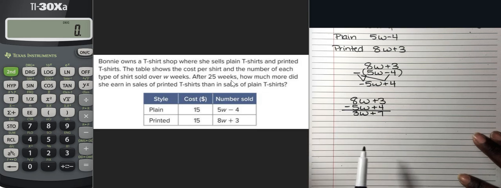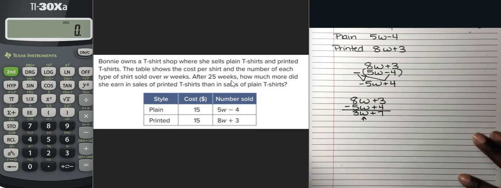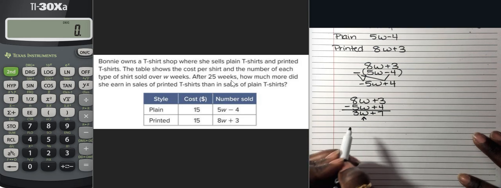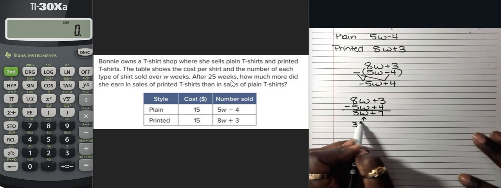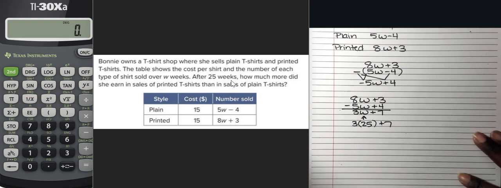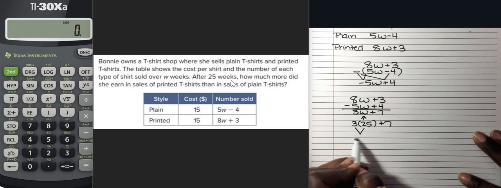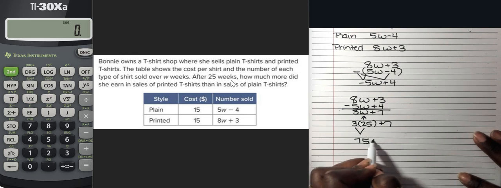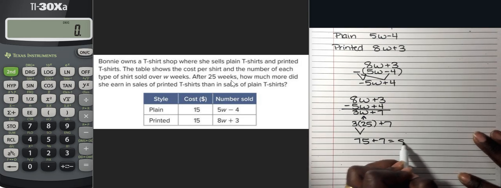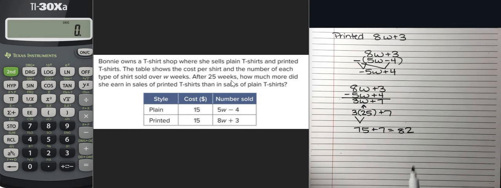Okay, and so now all we have to do is plug in. We know that the W stands for 25. So we're going to replace that: 3 times 25, and then we're going to add our 7. Okay, and so now when we go on and do our math, 3 times 25 gives me 75. 75 plus 7 gives me 82. Okay, so it was 82, right? And 82 times the cost.